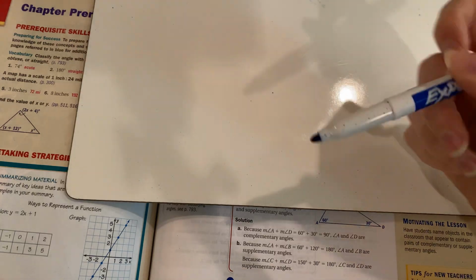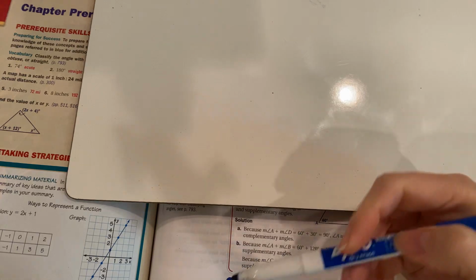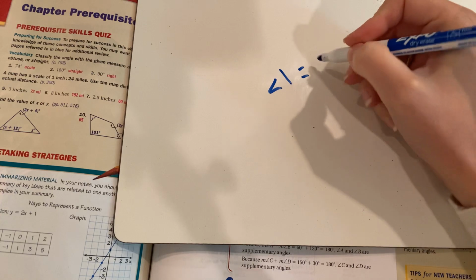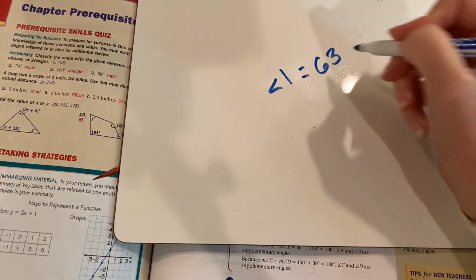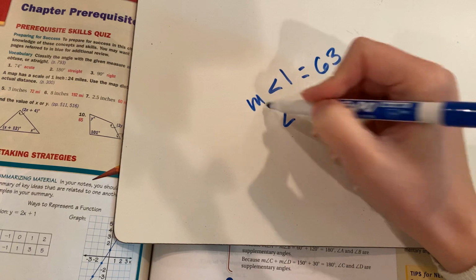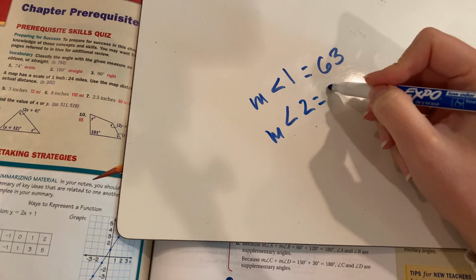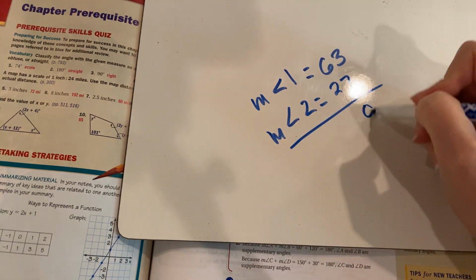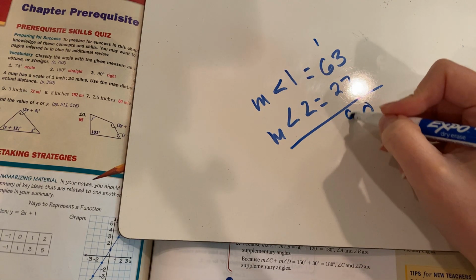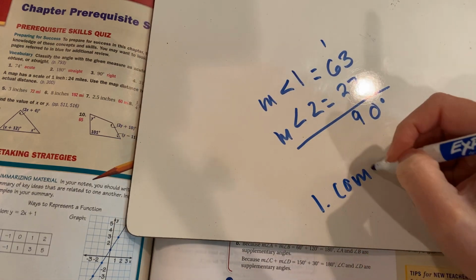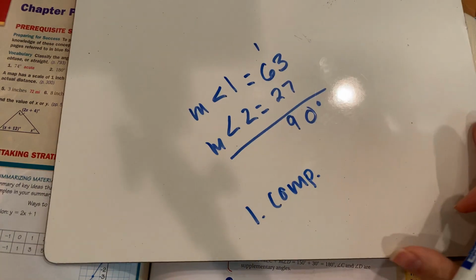All right, and now let's do the checkpoints together because they're quick. Tell whether or not the angles are complementary, supplementary, or neither. For number 1, we have the measure of angle 1 is equal to 63 degrees. And then we have angle 2, and M just stands for measure of. Measure of angle 2 is equal to 27. Add it up, 10, carry 1, 9. We got 90 degrees. So for number 1, they are complementary. Look at number 2.